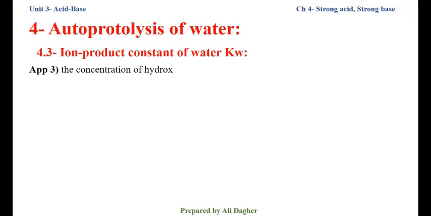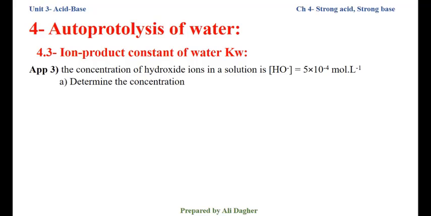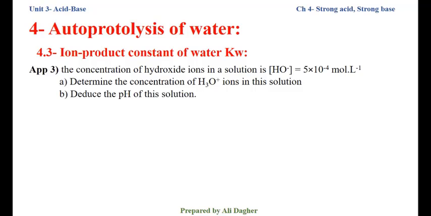Application 3. The concentration of hydroxide ions in a solution is HO- equals 5 times 10 negative 4 mole per liter. A. Determine the concentration of H3O+ ions in this solution. B. Deduce the pH of this solution.